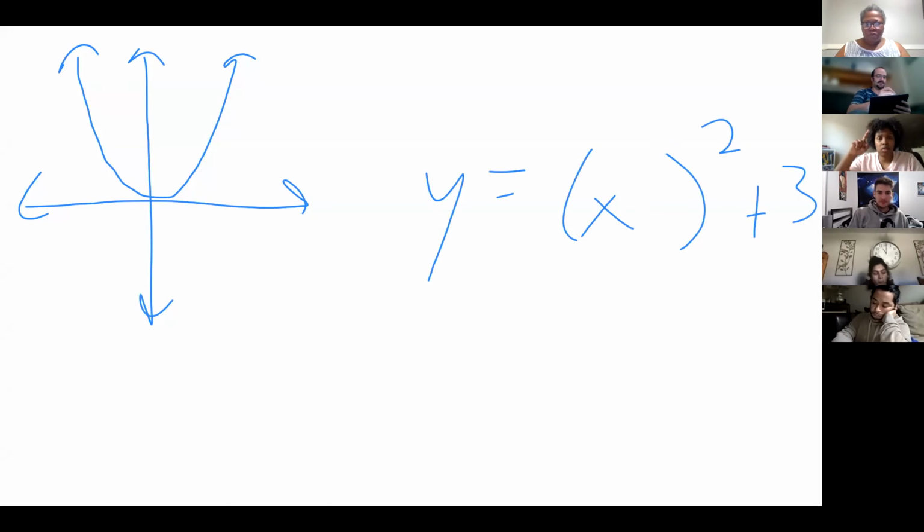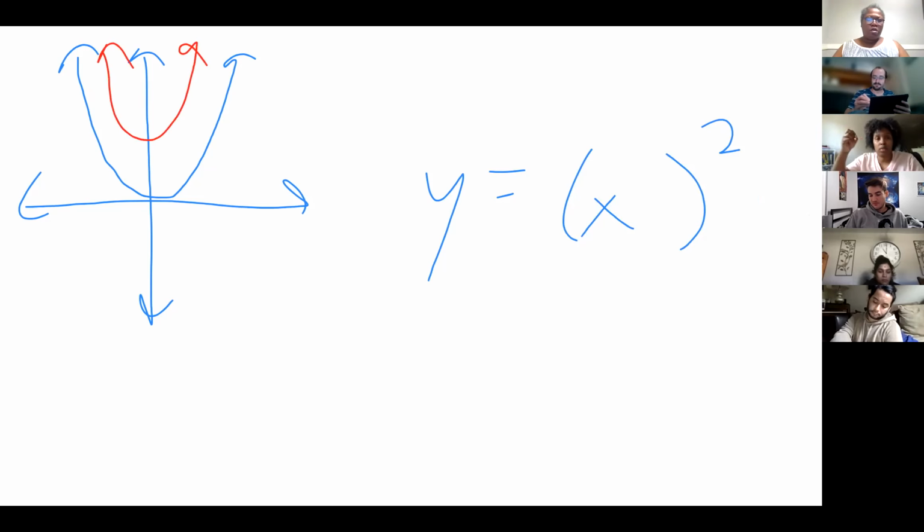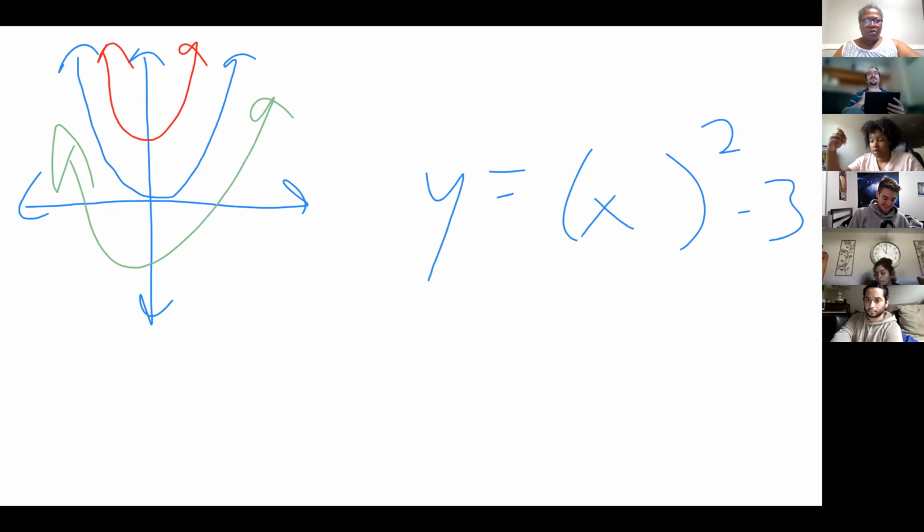Shift it up 3 units. Yeah, shift it up 3 units. And if I do a minus, how does that change things? It's down, down 3 units. Then we're going down 3 units, right? Yeah. So that's happening on the outside of the square, is what I'm hoping that you're seeing. We're not squaring that 3 on the outside. We're not doing anything with the square with that 3, right? The 3 does not get the square treatment.